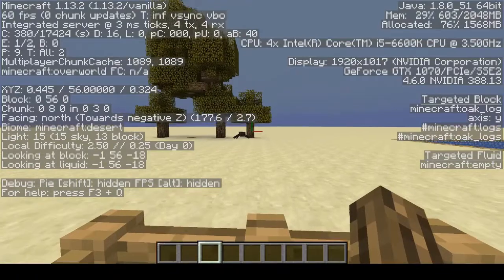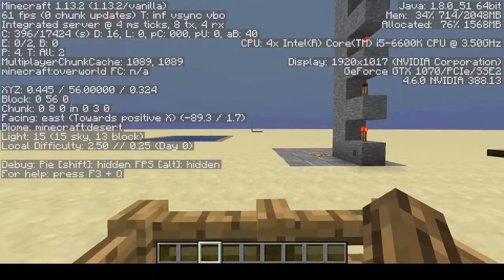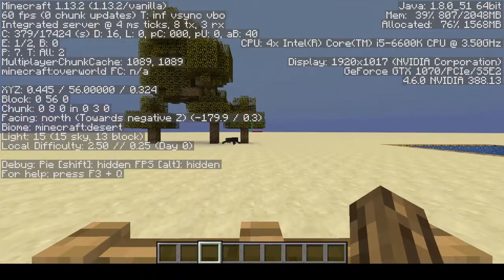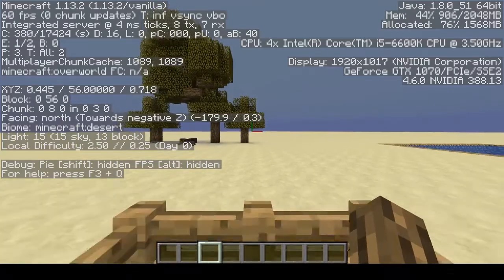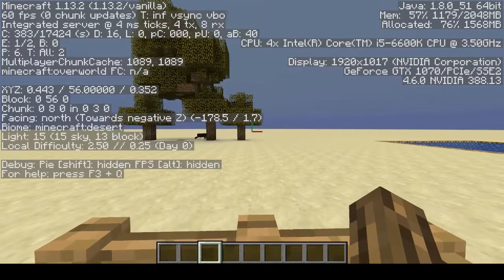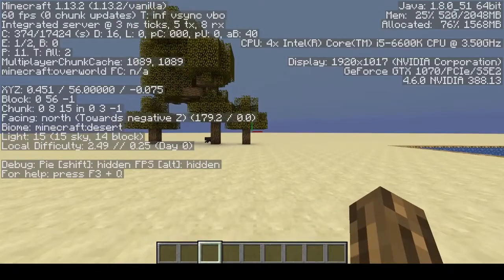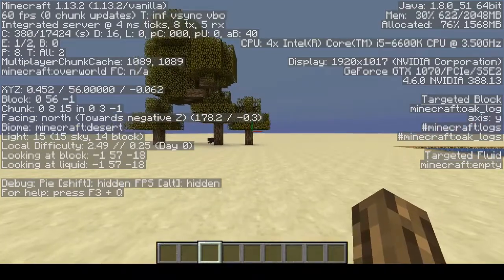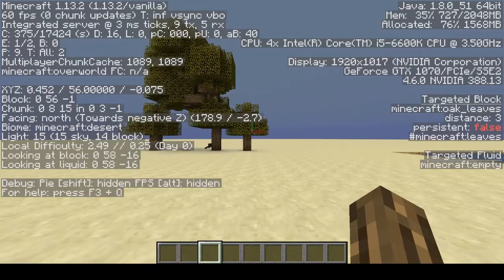So let's talk a little bit about the directions we're facing here. We have our north, west, south, and east. North is the negative z on the actual block grid and chunk grid. So on all the grids, it's towards the negative z. It's also negative 180 or 180 if you choose to think about things in terms of positive numbers.